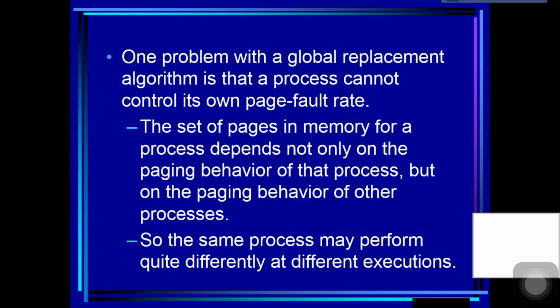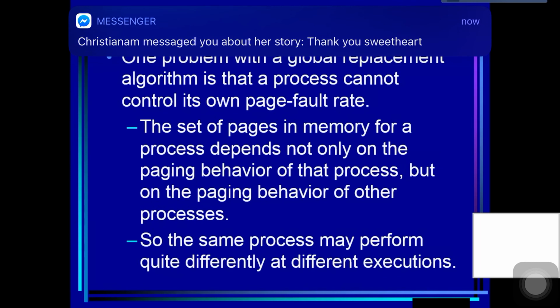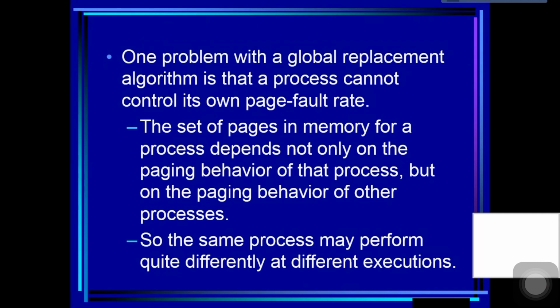In local replacement, the set of pages in memory for a process is affected by the paging behavior of only that process. Local replacement might hinder a process, however, by not making available to it other less used pages of memory. Thus, global replacement generally results in greater system throughput and is therefore the more commonly used method.